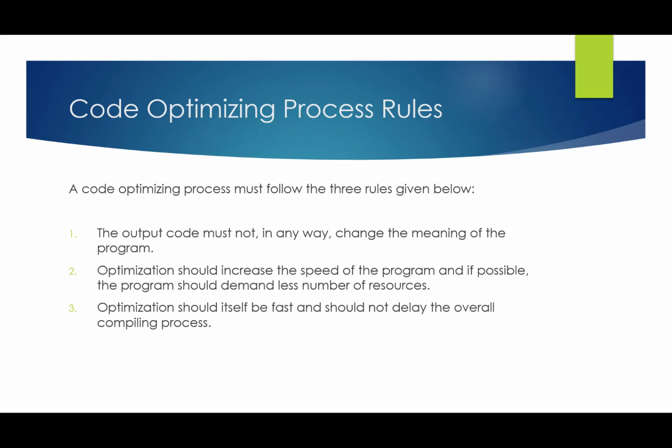Second rule: optimization should increase the speed of the program, and if possible, the program should demand fewer resources. Third rule: optimization should itself be fast and should not delay the overall compiling process.